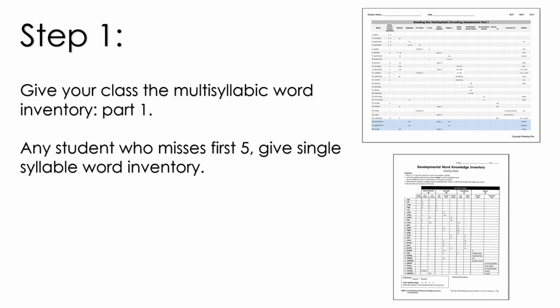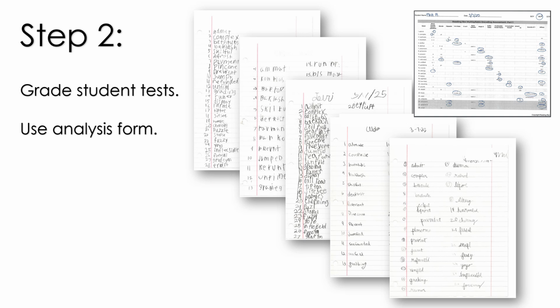So this is going to be given just like a normal spelling test. It can be given whole group, and you are going to notice that if a student is missing the first 5, you're going to stop administering that and give them the single syllable word inventory instead.